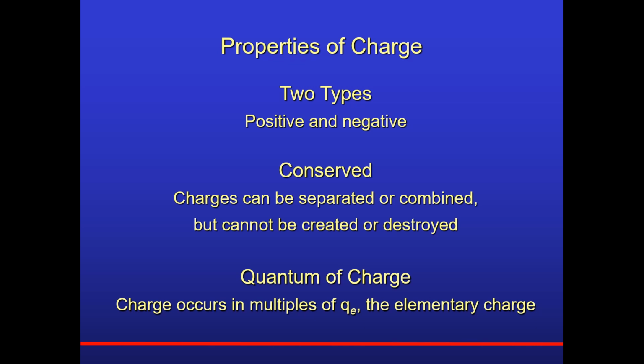Another property is that there is a quantum of charge, meaning there is a smallest possible amount. Charge occurs in multiples of Q sub E, the elementary charge, the smallest possible charge. Now, we're going to take Q sub E to be a positive number. Therefore, for an electron, the smallest negative charge would be negative Q sub E.